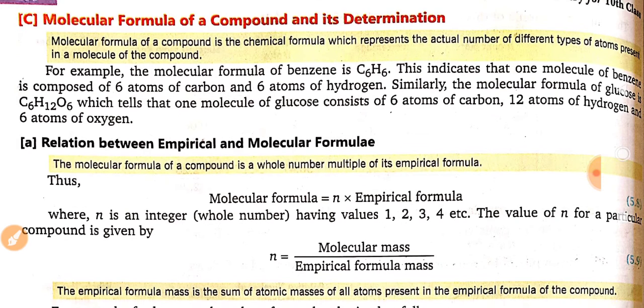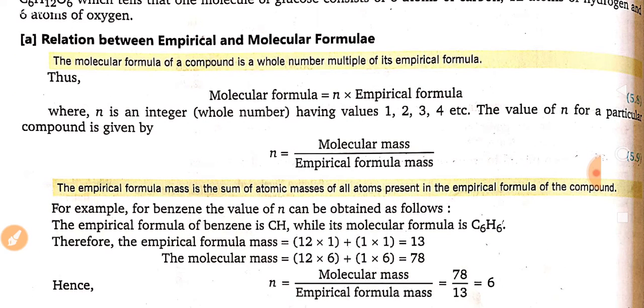So what is the relation between empirical and molecular formula? The molecular formula of a compound is a whole number multiple of its empirical formula. Thus, molecular formula is equal to n times the empirical formula, where n is an integer, a whole number having values 1, 2, 3, 4, etc.